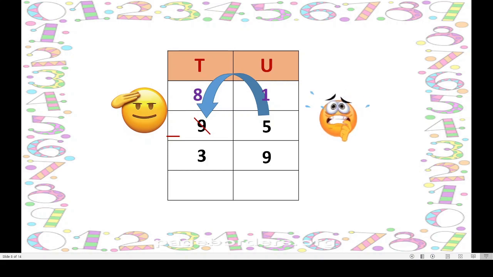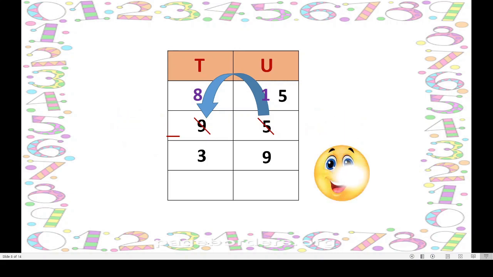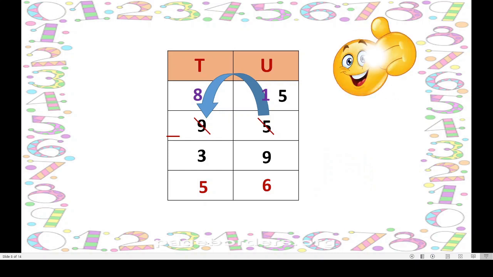And 1 and 5 already is there. So 1 and 5 becomes 15, isn't it? And 15 minus 9 is equal to 6. And 8 minus 3 is equal to 5, isn't it? Okay.